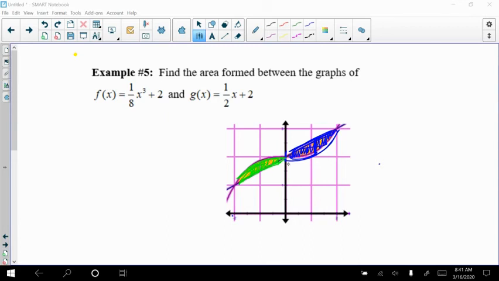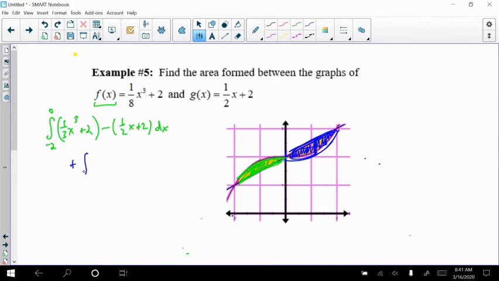When I'm doing the green section, the top function is different than the blue section. So from negative 2 to 0, the top function is f of x, which is 1/3 x cubed plus 2, and the bottom function is the linear, which is 1/2 x plus 2. But then I need to add the blue region to that.